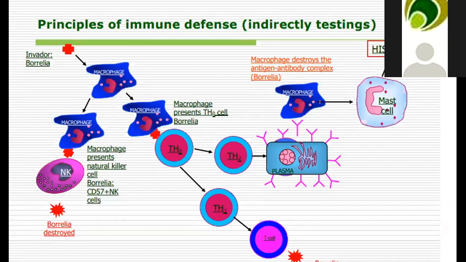And you see in every immune defense mechanism, there's an invader, in this case Borrelia. And the macrophages detect the invaders. And then the macrophages play the first role to present these invaders, Borrelia, to natural killer cells, in this case the CD57 natural killer cells. And by that mechanism, Borrelia can get directly destroyed.